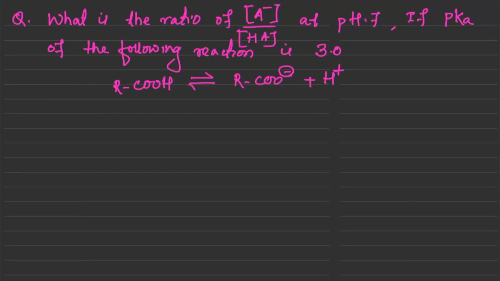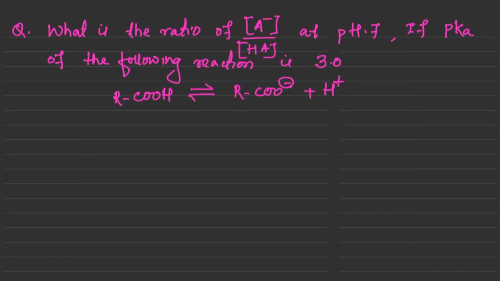Hello everybody. In this video we will discuss a couple of problems involving Henderson-Hasselbalch equations. Alright, so let's begin. This question is asking what is the ratio of conjugate base, which is our A minus, to our acid at pH 7 if the pKa of the reaction is 3.0.